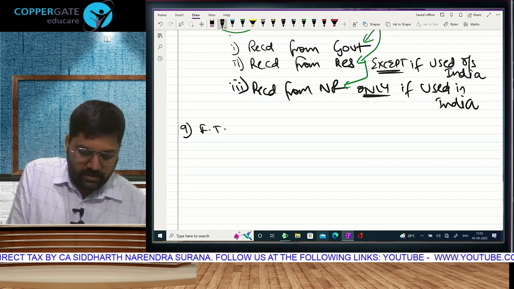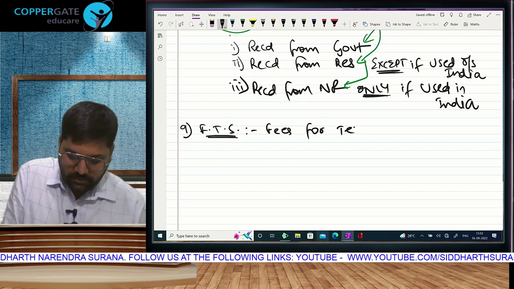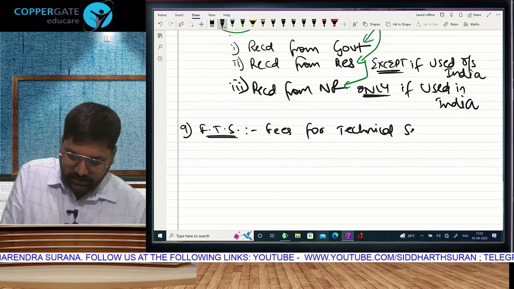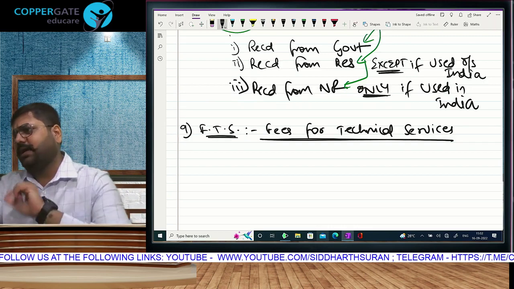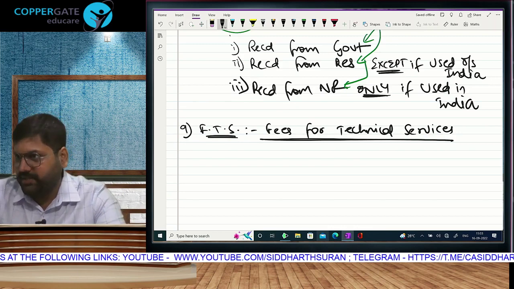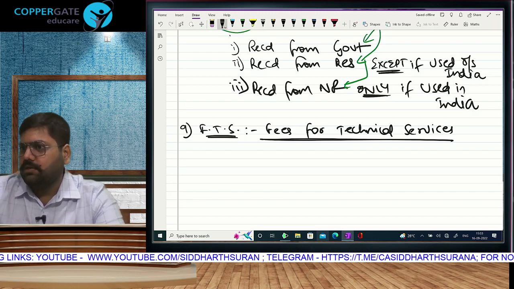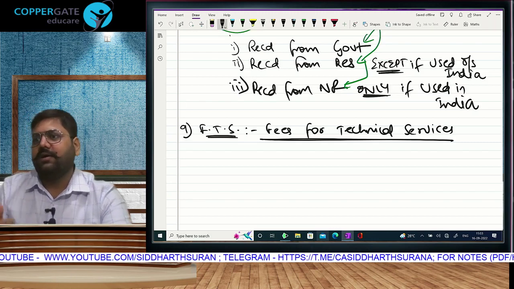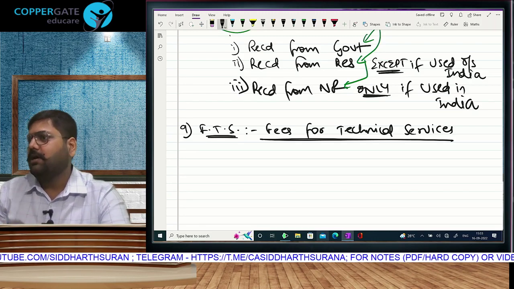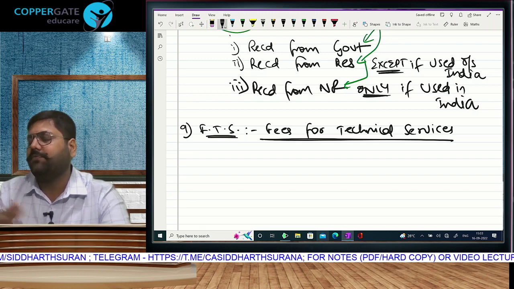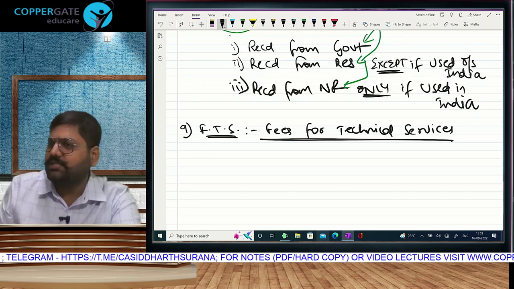Last income, FTS, that is fees for technical services. Like interest and royalty, I just have to explain to you what fees for technical services mean, and then taxability is the same three points. Right now also, if you want orally: if paid by government, it is Indian income. Paid by resident, it is Indian income except if the services are used outside India. Paid by non-resident, it is Indian income only if the services are used in India. The rule is the same. So can I say the tax treatment is completely the same?